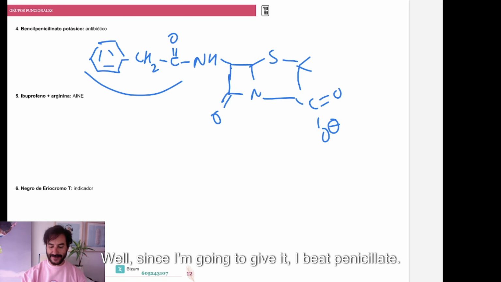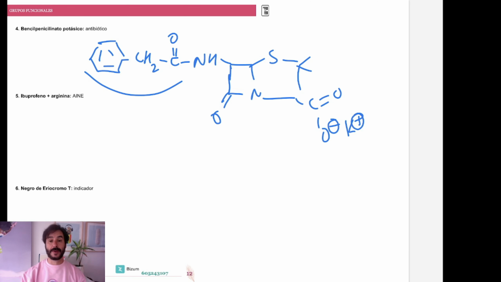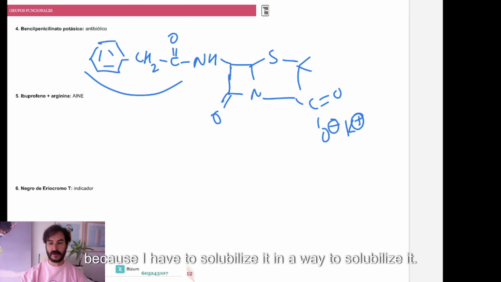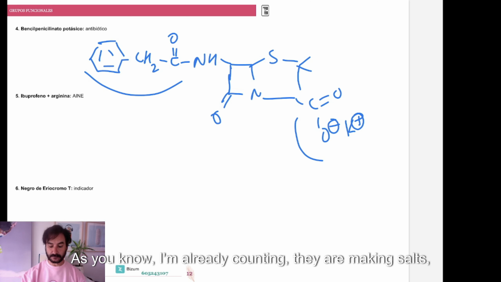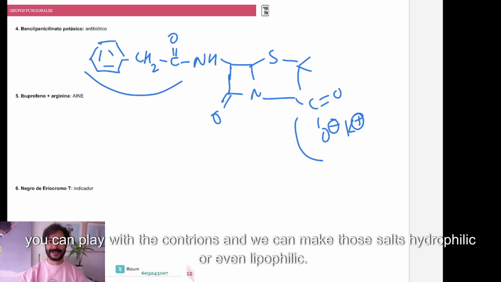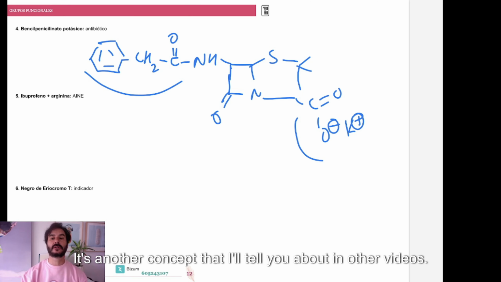Since I'm going to give penicillin by a parenteral route, for example as an injection, I have to solubilize it. As you know, we make salts. The salt is good. You can play with the counterions, and we can make those salts hydrophilic, or even lipophilic. It's another concept that I'll tell you about in other videos.